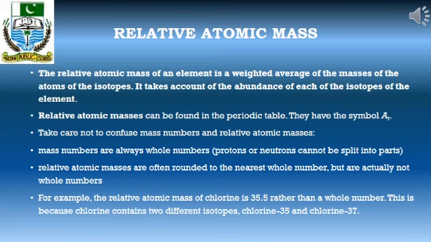Mass numbers are always whole numbers, as protons or neutrons cannot be split into parts. So, whenever a mass number or nucleon number is written for any element, it is always a whole number. Relative atomic masses are often rounded to the nearest whole number, but are actually not whole numbers. For example, the relative atomic mass of chlorine is 35.5 rather than a whole number. This is because chlorine contains two different isotopes, chlorine 35 and chlorine 37.